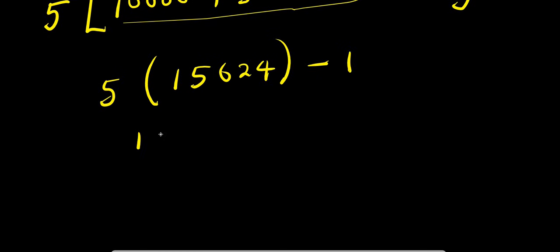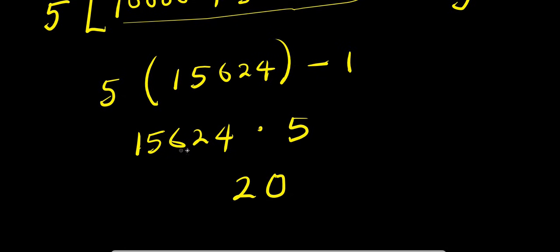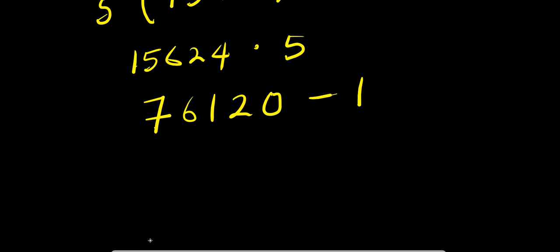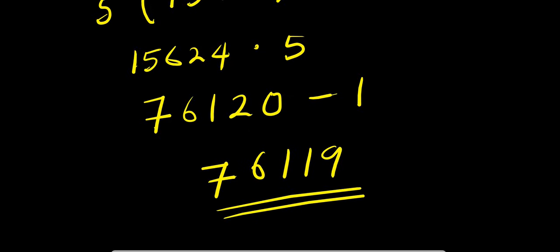So we have 15,624 times 5. 5 times 4, 20. 0 carry over 2. 5 times 2, 10 plus 2, 12. 2 carry over 1. 5 times 6, 30 plus 1, 31. 1 carry over 3. 5 times 5, 25 plus 3, 28. Then 5 times 1, 5 plus 2, we have 7. And this minus 1. So everything at the end of it, we have 7, 8, 1, 2, 0. 20 minus 1 is 19.